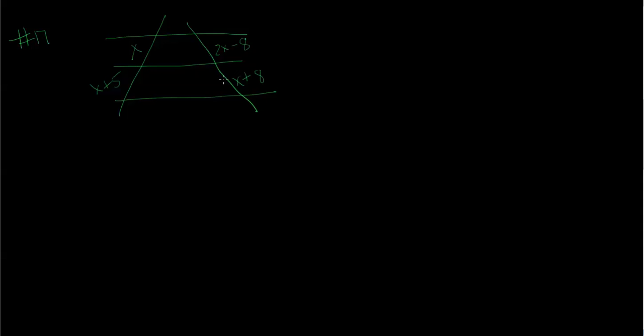I'm going to call this 1, I'm going to call this 2. The space between the first 2 lines is 1, and the space between the second is 2. So x is in the first space and x plus 5 is in the second place. I can make a ratio between those. And I can do the same thing on the right hand side. 2x minus 8 over x plus 8.